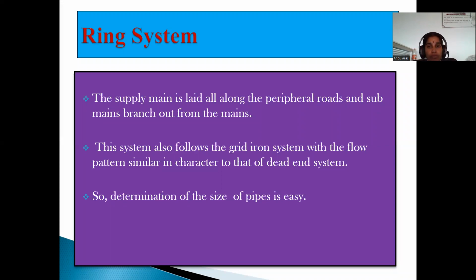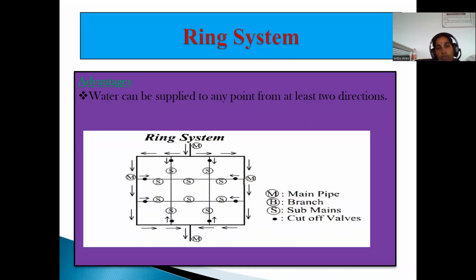Ring system. The supply main is laid all along the peripheral roads and submains branch out from the mains. This system also follows the gridiron system with the flow pattern similar in character to that of dead-end system. So determination of the size of pipes is easy. Advantages of ring system: water can be supplied to any point from at least two directions.